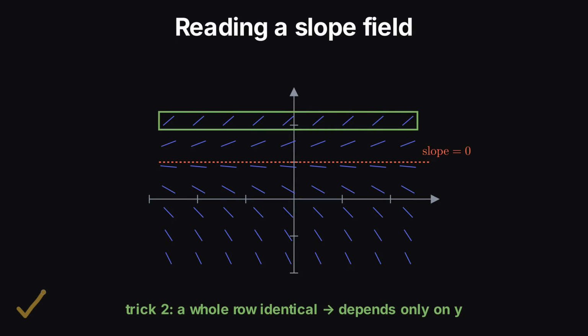Then ask, does the slope depend on x, on y, or both? If an entire horizontal row of ticks looks identical, the slope depends only on y. If a whole vertical column is identical, it depends only on x.